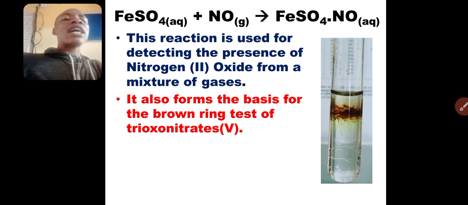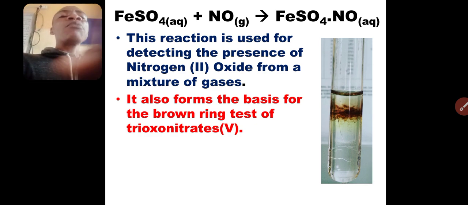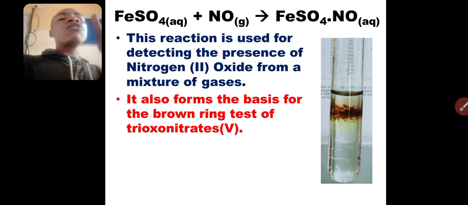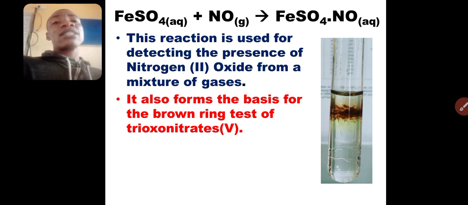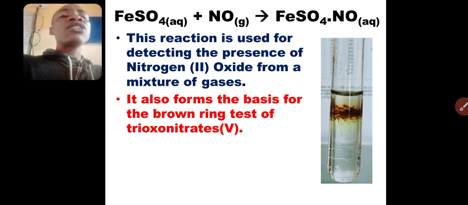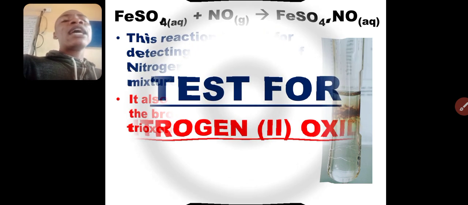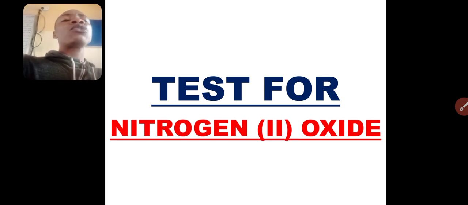So I've already said that that's the formula. FeSO4 plus NO will give you FeSO4.NO. Anywhere there is NO gas, if you bring FeSO4 near that place, FeSO4 solution will turn brown. That brown compound is an addition compound, FeSO4.NO.